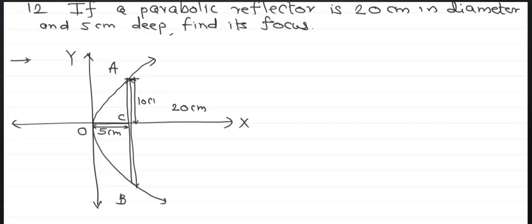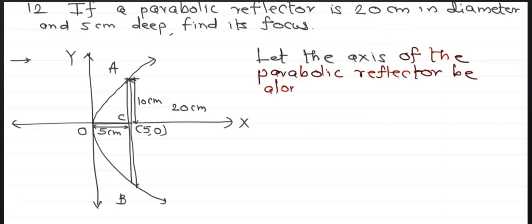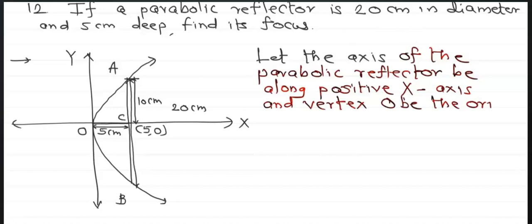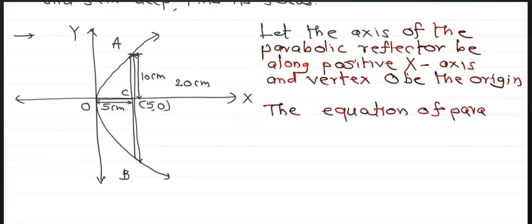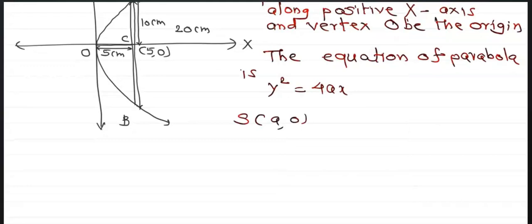Therefore, now see this figure, 10 centimeter, the coordinate is 5, 0. The parabolic reflector is along the positive x-axis with vertex 0, 0, which is the origin. Equation of the parabola is y square is equals to 4ax. This is the focus of that parabola.